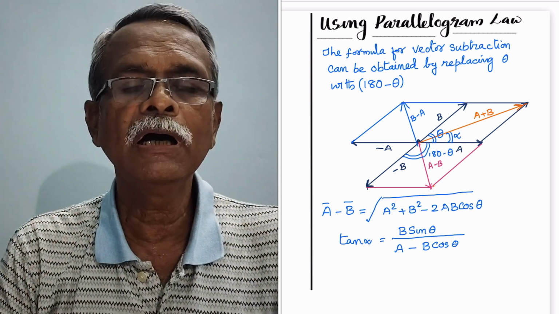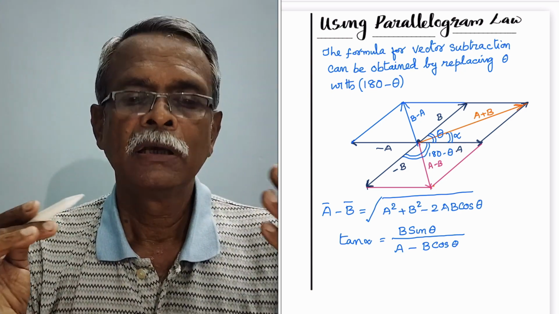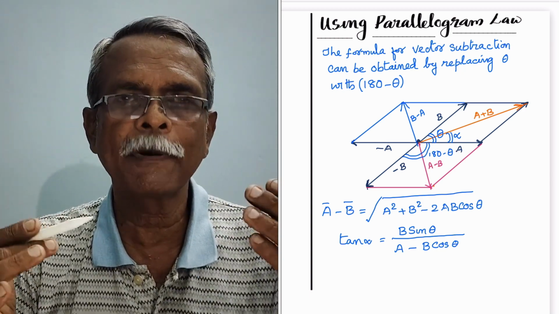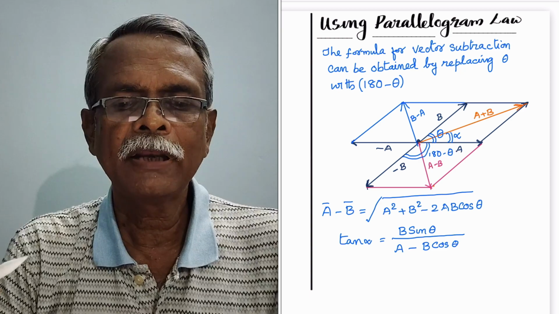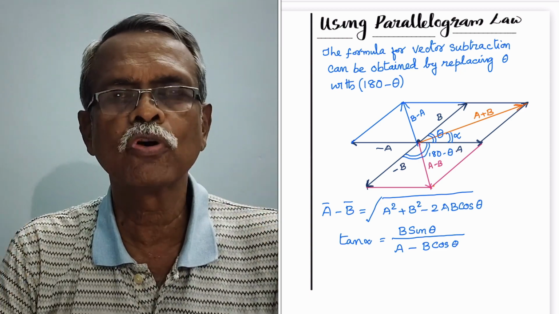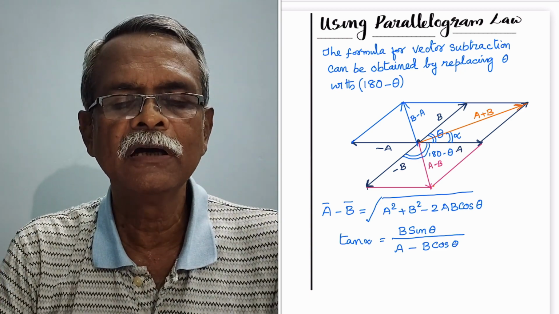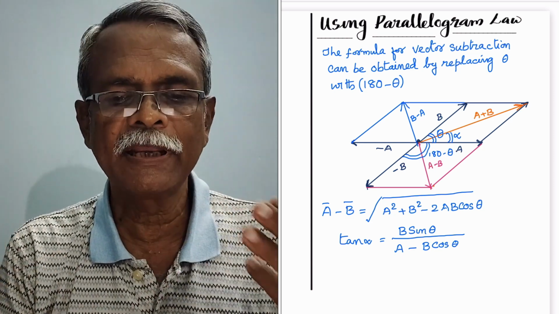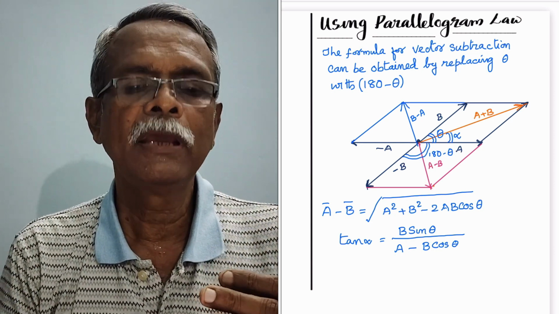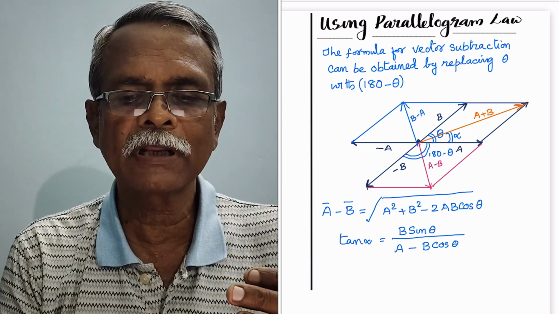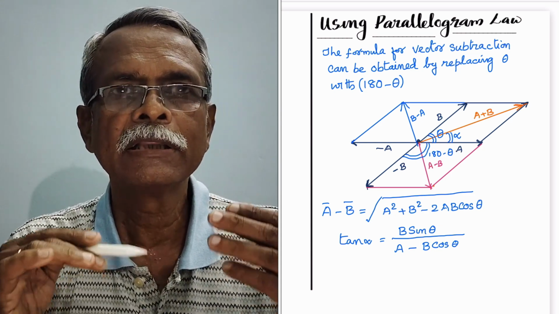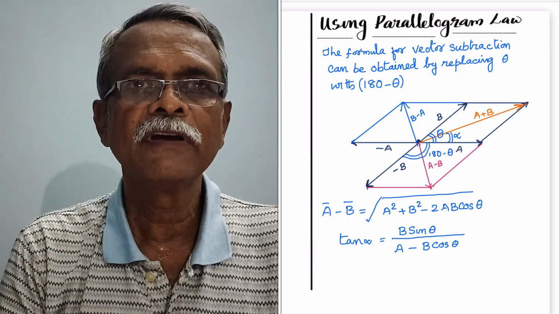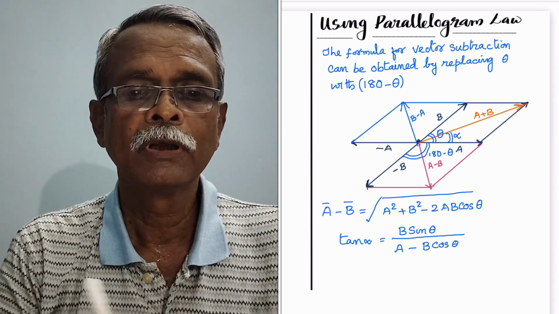And then tan alpha clearly will be, if it is addition, B sin theta divided by A plus B cos theta. For subtraction, cos theta becomes minus cos theta, since cos (180 minus theta) is minus cos theta. Therefore, the formula will become tan alpha is equal to B sin theta divided by A minus B cos theta. Therefore, these are the two formulas for finding the magnitude as well as direction of two vectors which are subtracted.